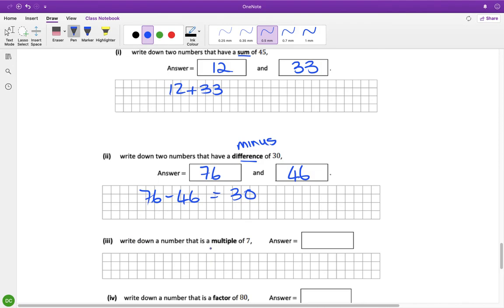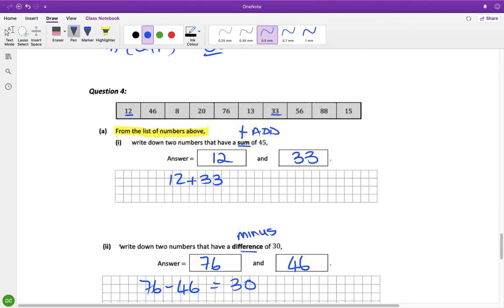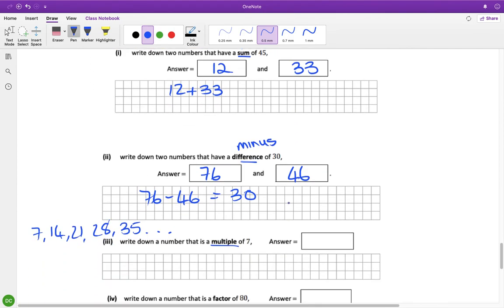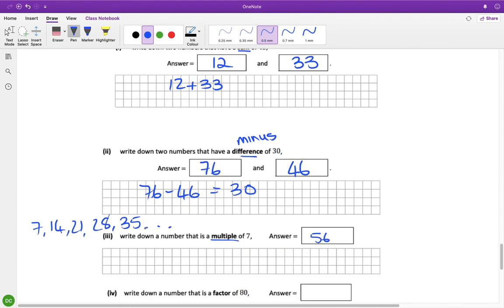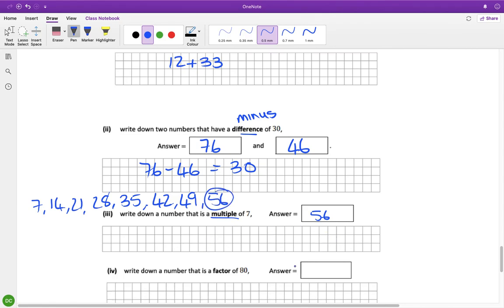Okay, next one is write down a number that is a multiple of 7. So multiple is when you multiply, so it's your times tables. So the multiples of 7 would be 7, 14, 21, 28, 35, and so on. Okay, so do we have any of them? 56 is a multiple of 7. If I keep going, 35, that's 5 sevens, 6 sevens are 42, then 49, and then 56. So it's a multiple of 7.